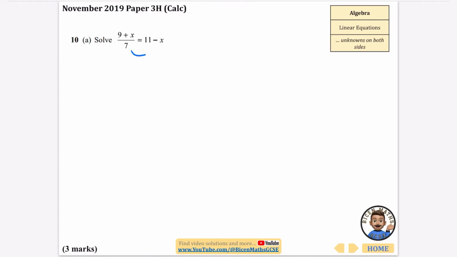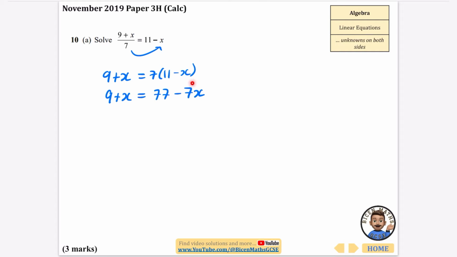Similar to one that we had before, that 7 is going to jump up, and it's going to jump up to be a multiplication like this. So we get 9 plus x is equal to 7 brackets 11 minus x. So 9 plus x is 77 minus 7x.